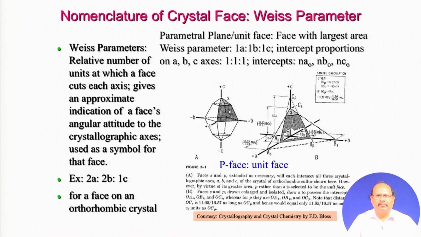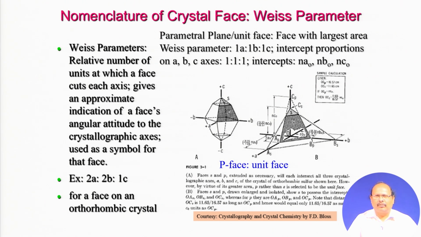What does it represent? It represents that if along the C crystallographic axis the phase intersects at a particular unit, then along the A and B crystallographic axes it intersects at twice that unit. Now, let us discuss how this particular Weiss parameter was initially determined.